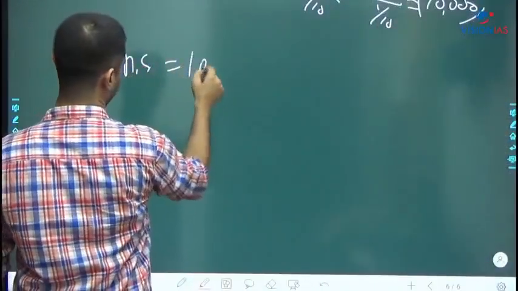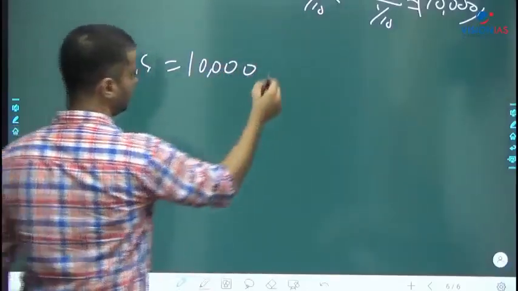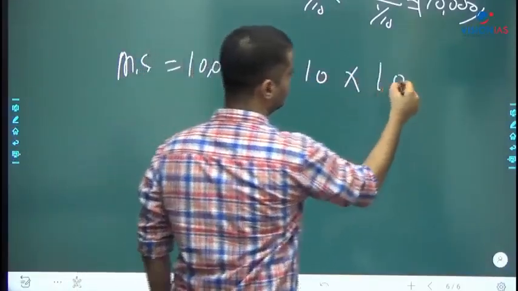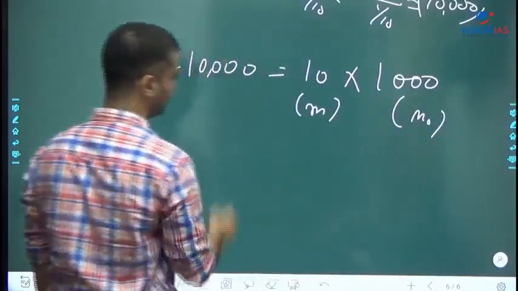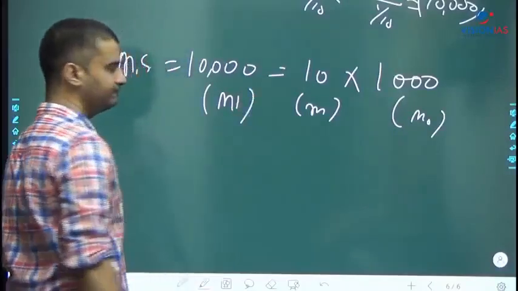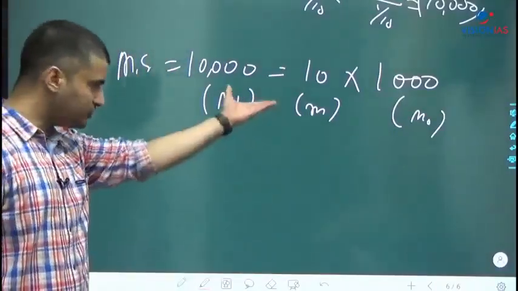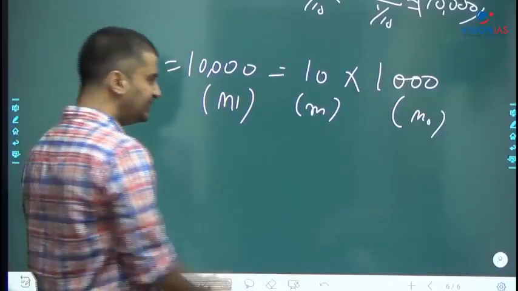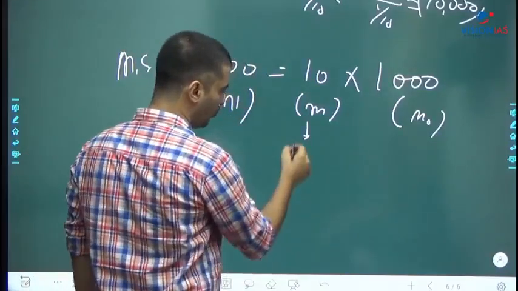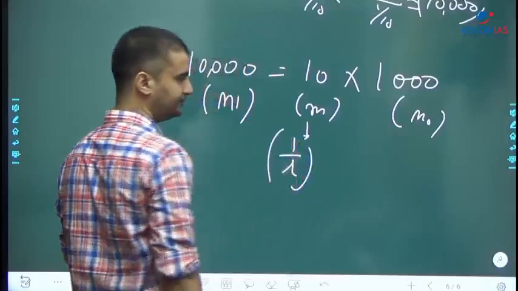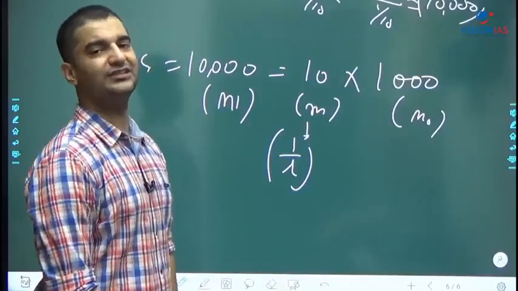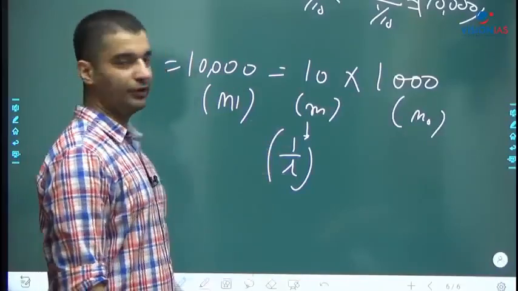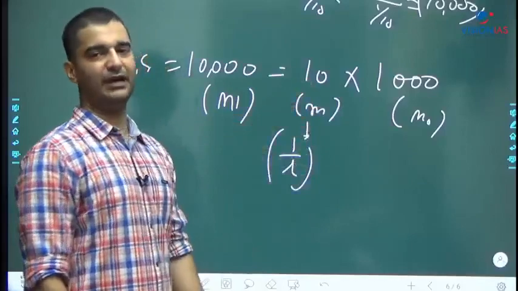Money supplied in the economy, that is 10,000, is equal to 10 times 1,000 M0. This 10 is your money multiplier, this 1,000 is your M1. If you look closely, this money multiplier is equal to 1 upon R, 1 upon the reserve deposit ratio. The reserve deposit ratio was 10%. This is 1 upon R. 10 is the money multiplier, 1 upon R.